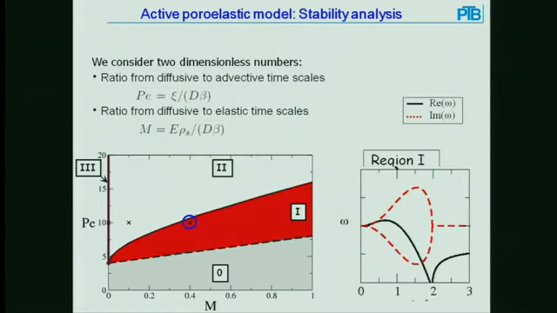We can then introduce dimensionless variables. So the Péclet number, which is this mechanochemical coupling constant, which determines how strong the effect on the active tension is if the concentration of this regulator changes, divided by the diffusion constant times the factor beta. And then we have also a ratio from the diffusive to the elastic timescales, which is given by M, and that gives a very nice phase diagram.